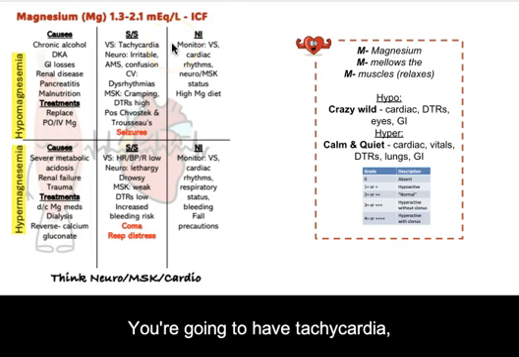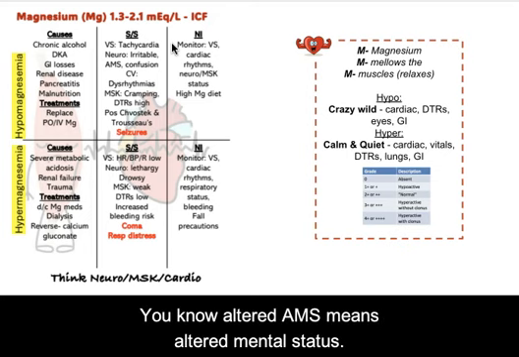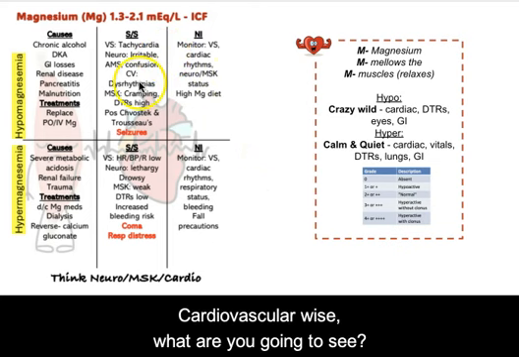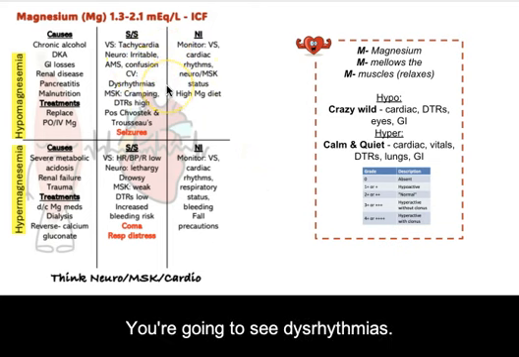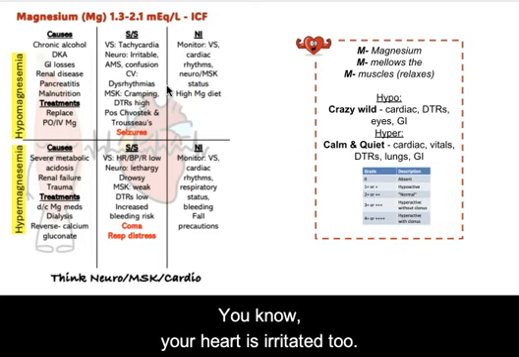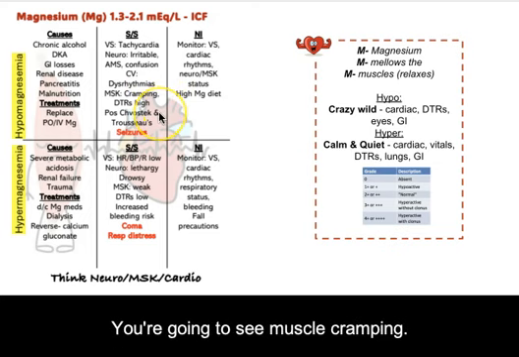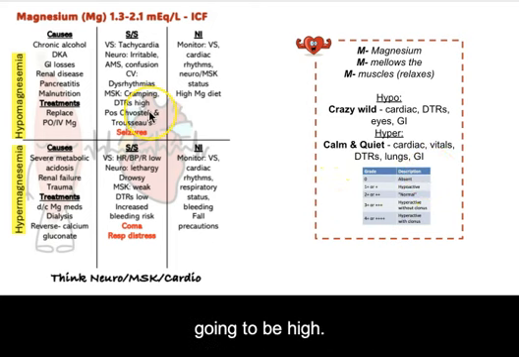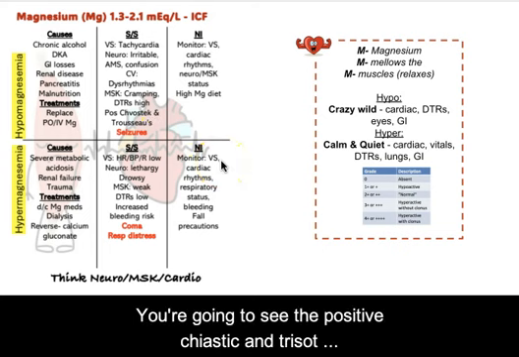You're going to have tachycardia. Your neuro is going to be irritable. AMS means altered mental status. You're going to have altered mental status. You're going to have confusion. Cardiovascular wise, what are you going to see? You're going to see dysrhythmias. Your heart is irritated too. You're going to see muscle cramping. You're going to see that your deep tendon reflexes are going to be high. That means they're hyperactive. You're going to see the positive Chvostek and Trousseau signs.